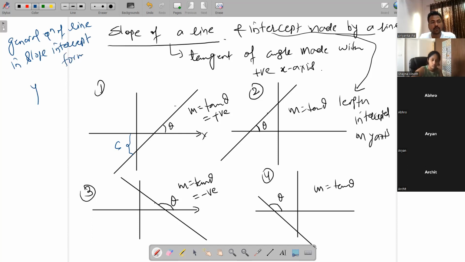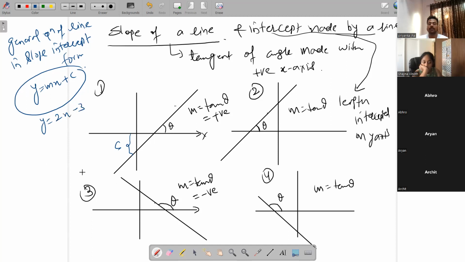Slope intercept form is y equal to mx plus c. You have to remember this. This is the equation of a line in slope intercept form. Now, m is the slope, c is the intercept. We can see here, this c is negative, but slope is positive. So if you take any example like y equal to 2x minus 3, you just have to compare this line with this. m is 2, that is slope, meaning slope is positive, so it will be like this. Now, intercept is negative, so definitely this line is going to cut the y-axis on the negative part.